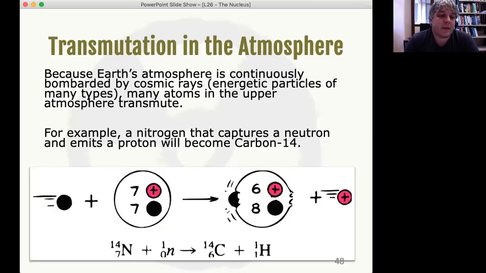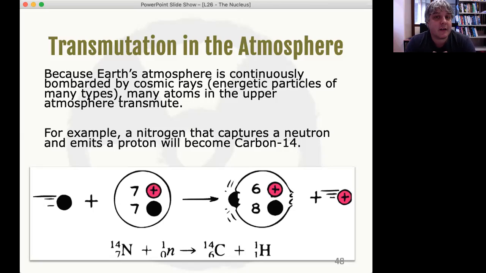Now, we already talked about this idea of transmutation, of forcing one element into another, and that we can do that in a lab, but it also happens naturally. Earth's atmosphere is constantly bombarded by cosmic rays, which are energetic particles. They are of multiple different types from out in space from various sources, but they commonly hit our atmosphere. And when I say commonly, I mean just constantly, all the time, right? Billions of times a second everywhere across the atmosphere. You can't even count it, just too much. So it's just constantly happening.